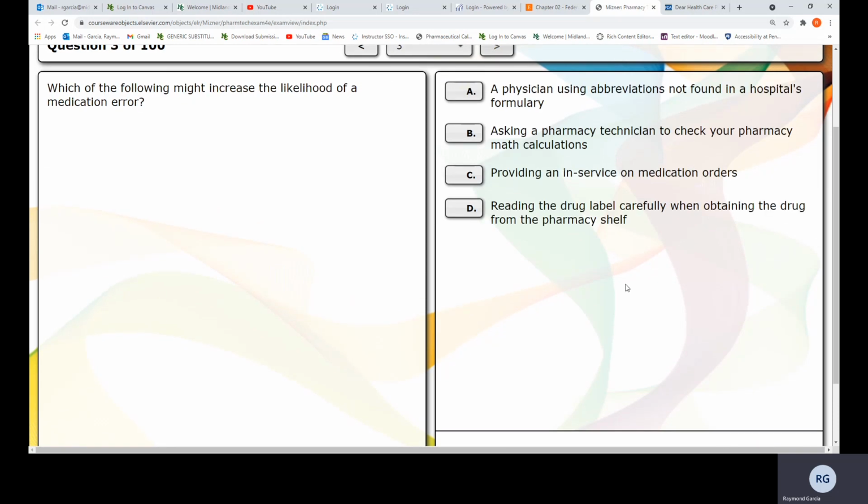Which of the following might increase the likelihood of medication errors? A physician using abbreviations not found in the hospital's formulary. Asking a pharmacy technician to check your pharmacy math calculations. Providing an in-service on medication orders. Reading the drug label carefully when obtaining the drug from the pharmacy shelf. So to me, C and D are too logical. They're too correct to me. A.